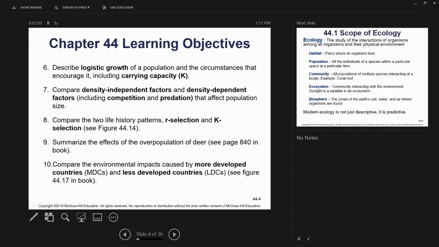We'll look at density independent factors and density dependent factors, and how competition and predation affect population size. We'll look at life history patterns that are known as R selection and K selection, and how that affects life history and population demographics. There's some information in the book on deer species and how their population exploded, and we came to an overpopulation of deer in many areas. And then we'll look at human demographics.